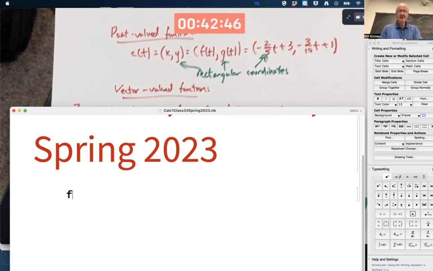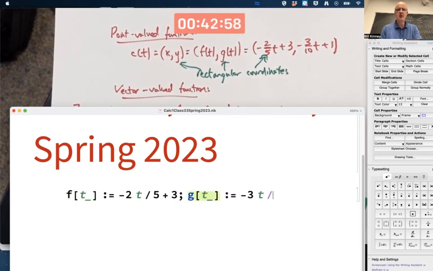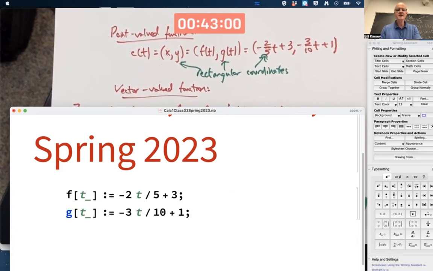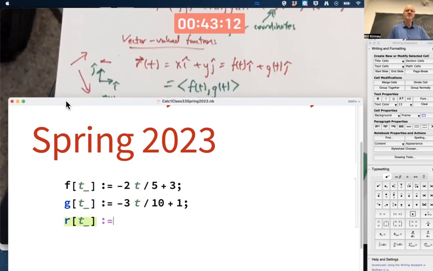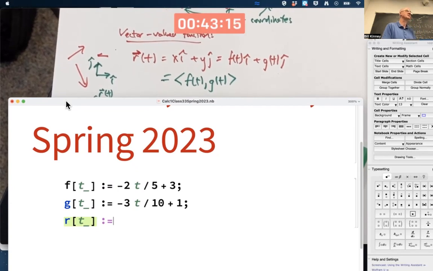Let me define my f of t and my g of t. F of t is negative 2t over 5 plus 3. G of t is negative 3t over 10 plus 1. I'm also going to define c of t, or maybe I should call it r of t, actually. In Mathematica, though, I don't want to use parentheses or pointy brackets like I did on paper, because Mathematica would interpret those incorrectly. These are just programming details to know. Instead, you want to use curly braces: f of t, g of t, like that.